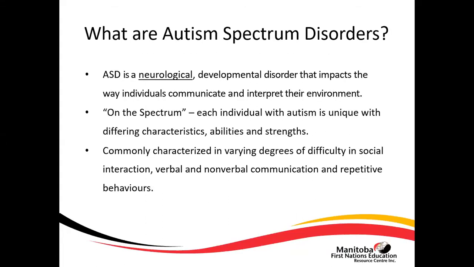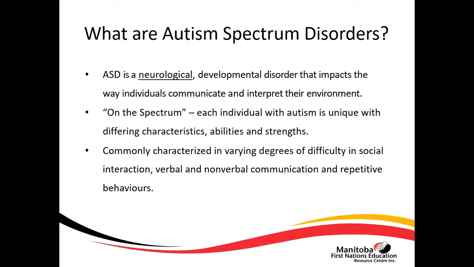So what are autism spectrum disorders? ASD is a neurological developmental disorder that impacts the way individuals communicate and interpret their environment. So I underline neurological just to really emphasize that autism is a brain-based disorder. So meaning that's how their brains are wired. It's not a disorder that's acquired later in life, strictly impacted by environment in any way.